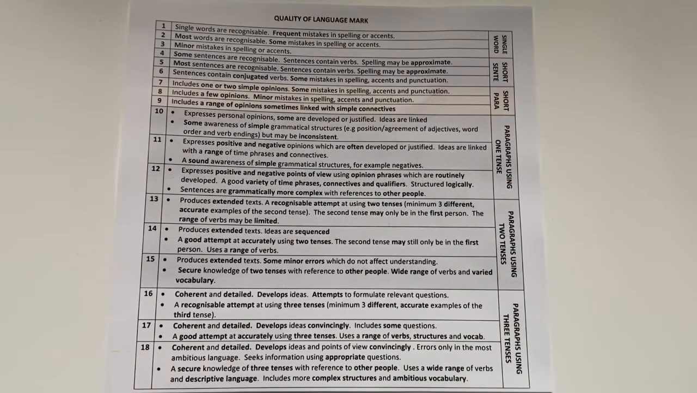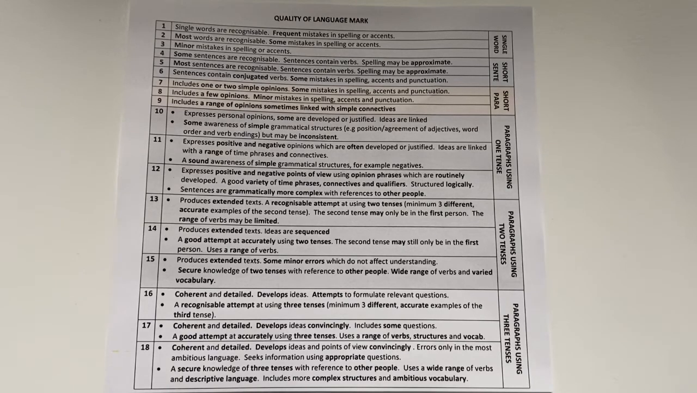Next we come to the quality of language mark, and this is a scale between 1 and 18. Typically in Year 7 you will not see a mark for quality of language higher than 12. And if you look on the right hand side, you can see the little clue as to what we expect from your writing. So single words, short sentences, short paragraphs, and then moving into that paragraph using 1/10.